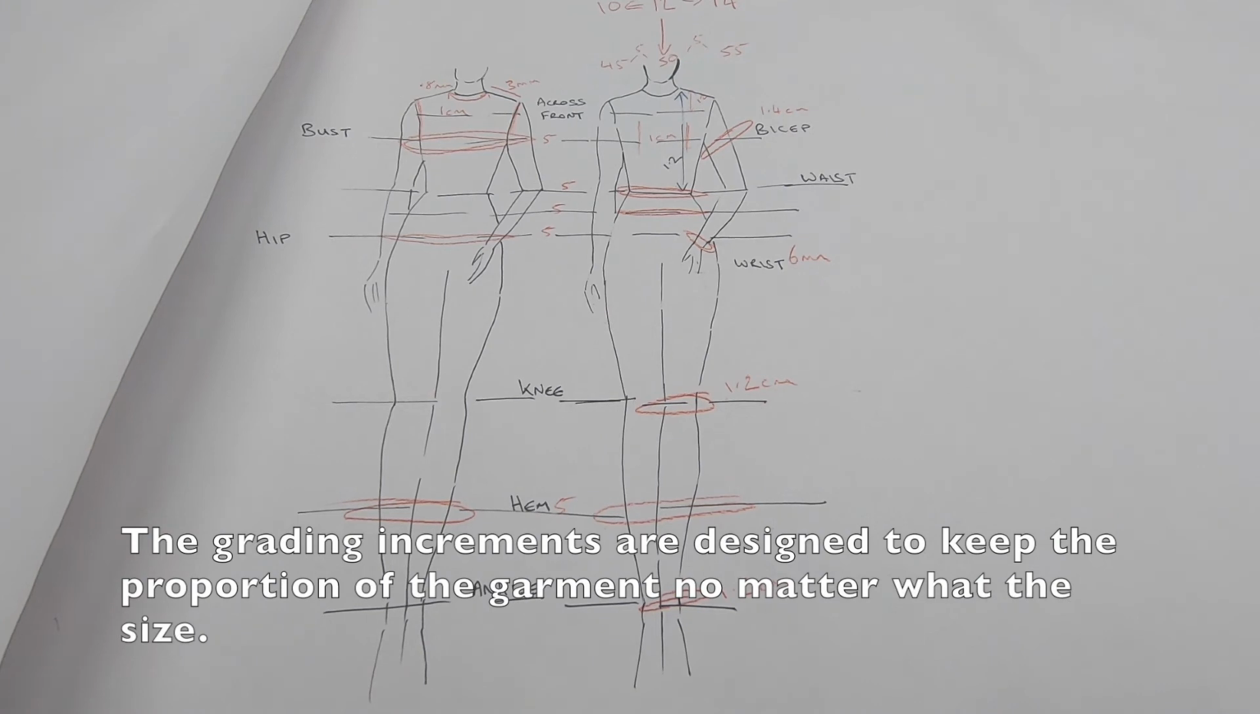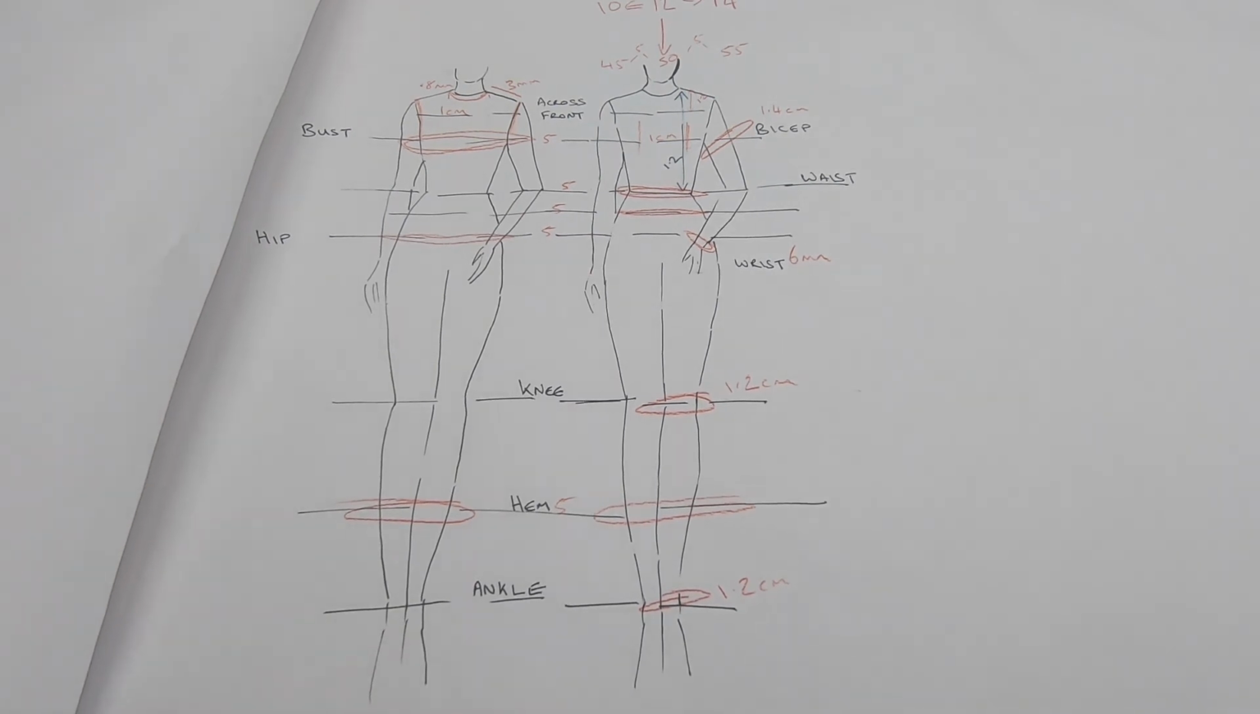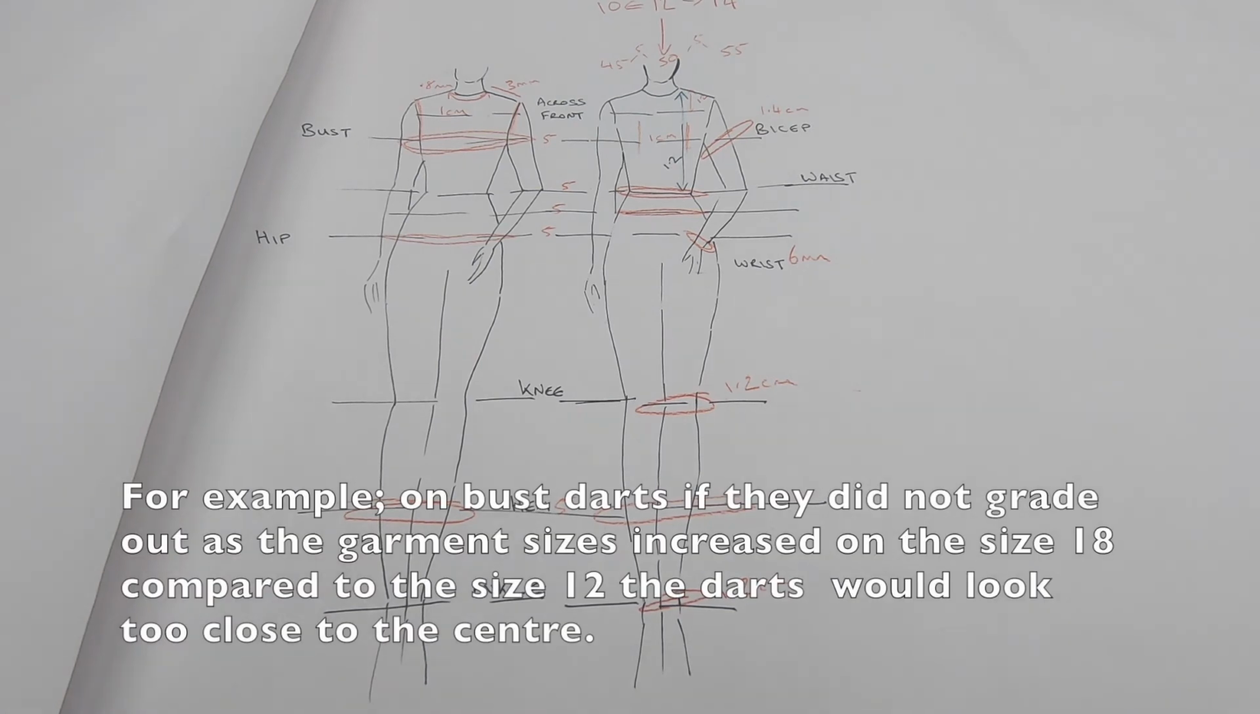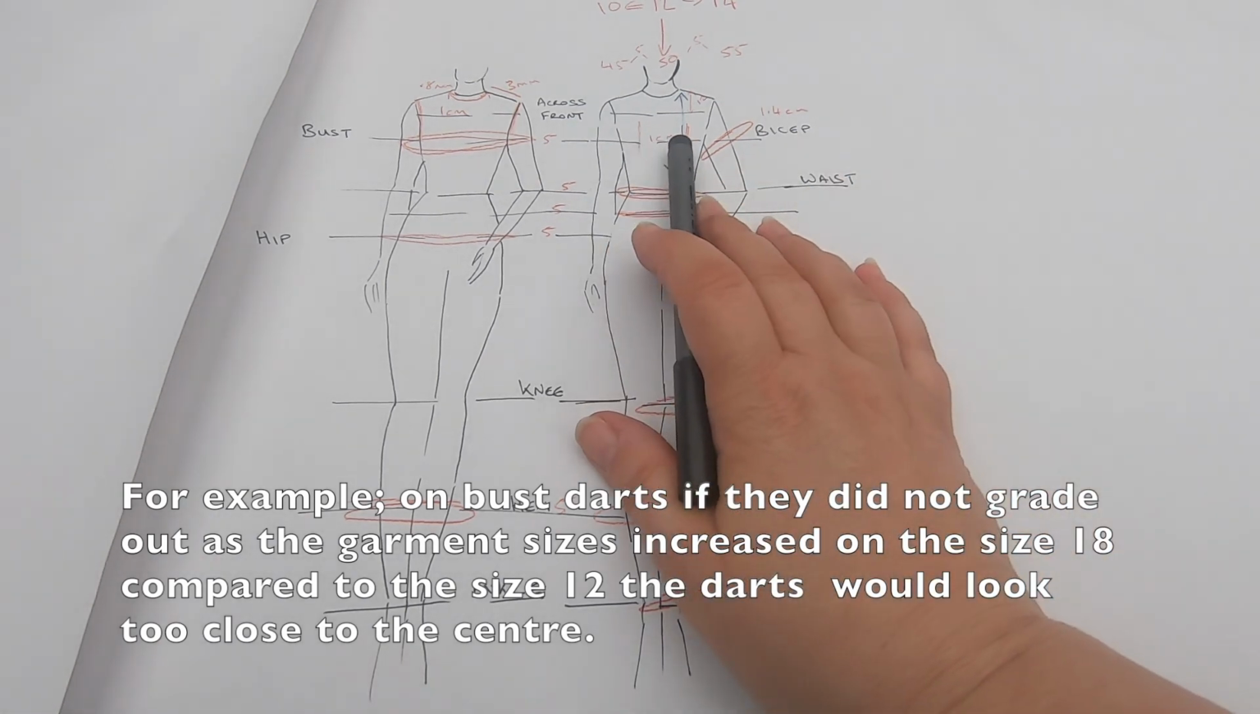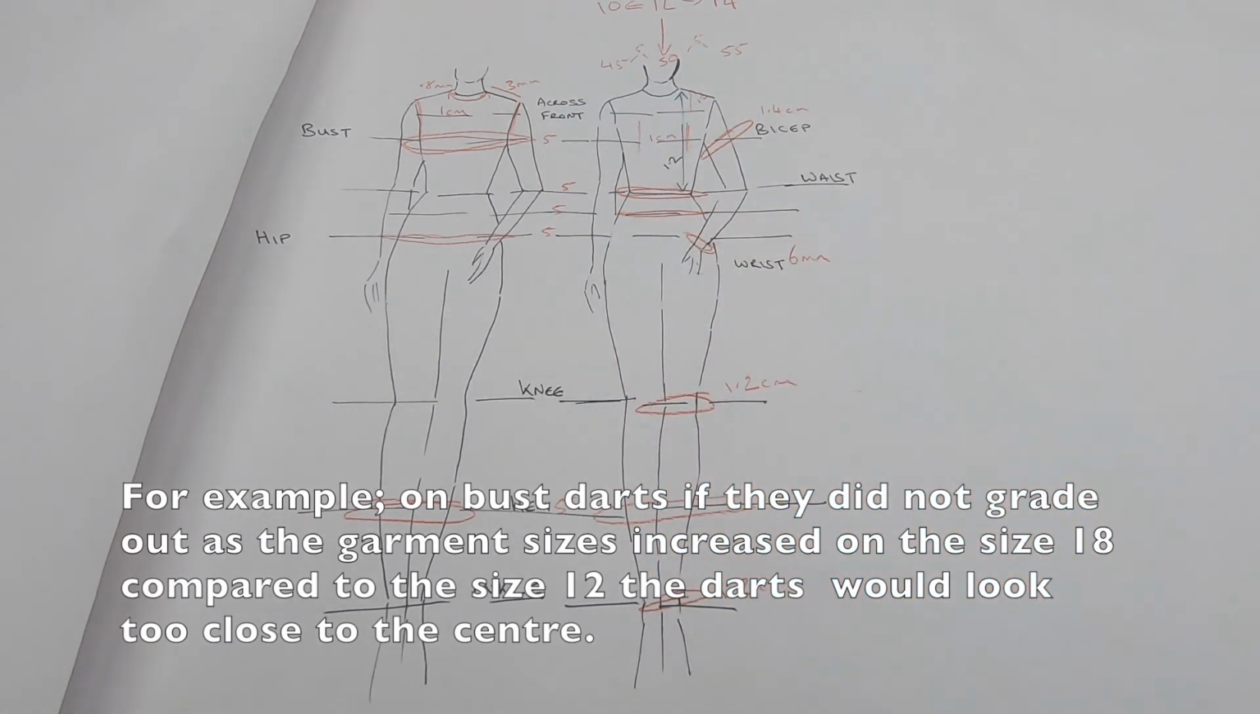It is very important when we grade that we maintain proportion. So if we see the same garment on a size 10 or a size 18, proportionately they should look the same. They should end both in the waist or on the hip, wherever they are meant to be. If there are darts, they should finish at the same point. If we weren't to grade out or become wider at the darts, on a size 18, for example, they would look very close to the centre.